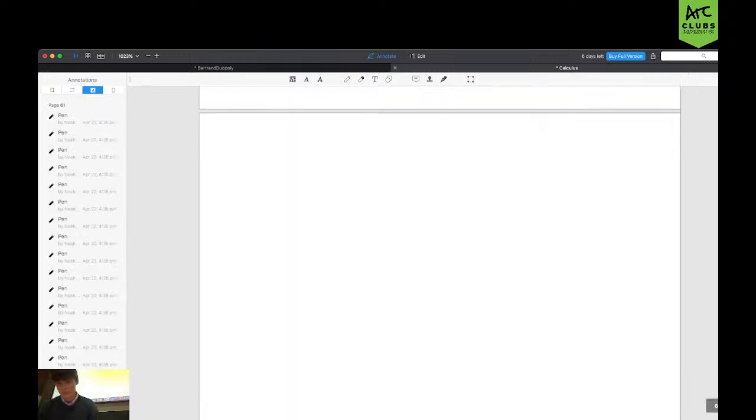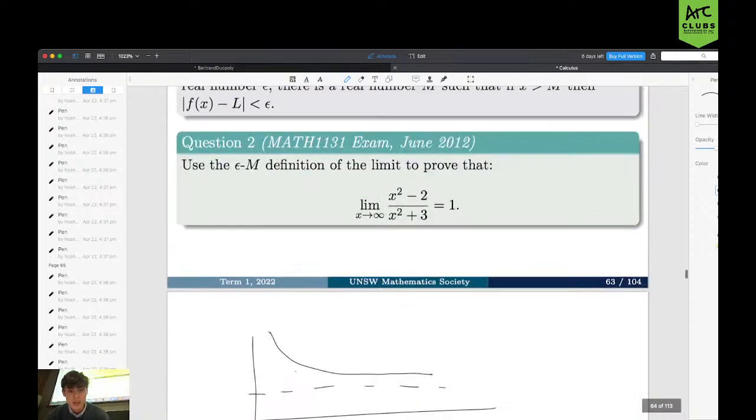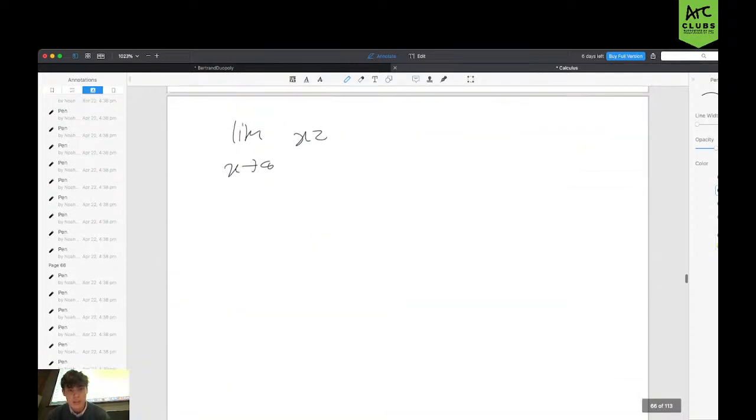Right, so what we're trying to do is prove that this limit is true. This limit, as x approaches infinity of x squared minus 2 over x squared plus 3, is equal to 1. So we're not trying to find the limit, it's already been found. We're actually just trying to prove that this limit is true using our Epsilon-M definition, right?